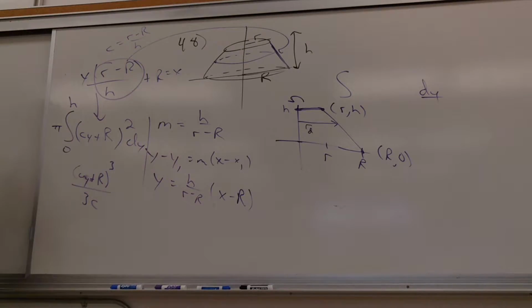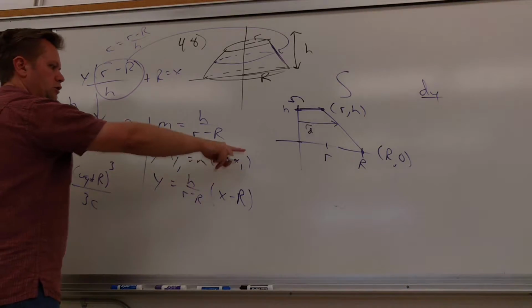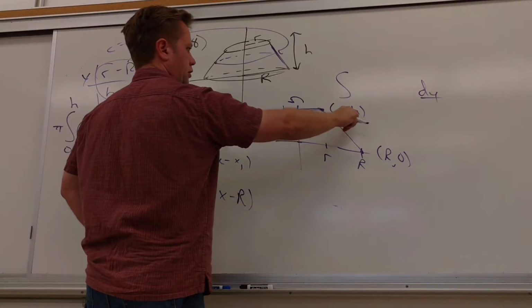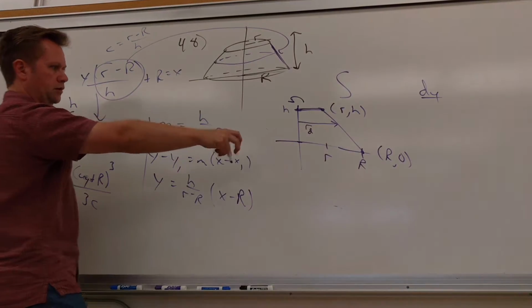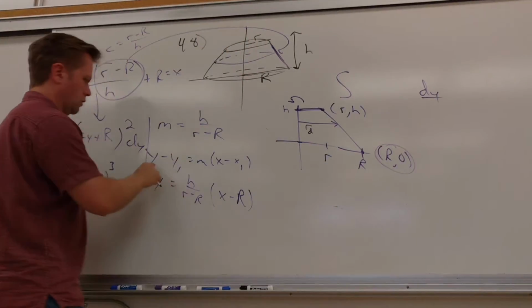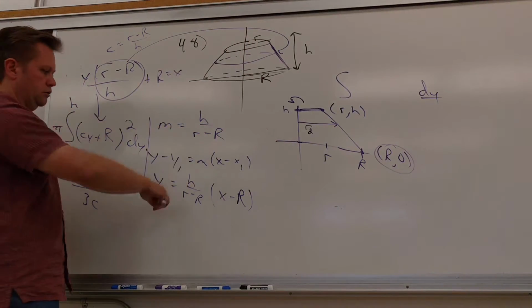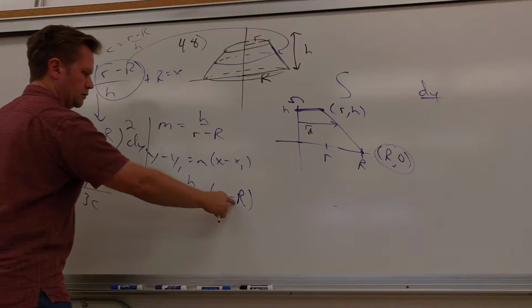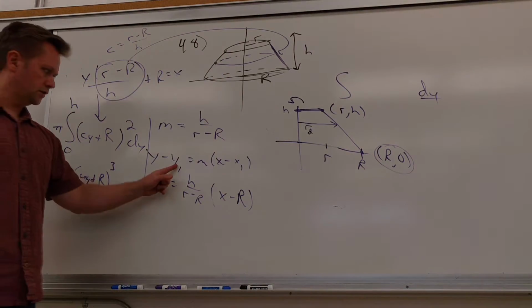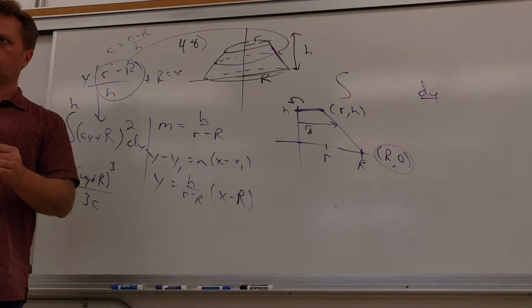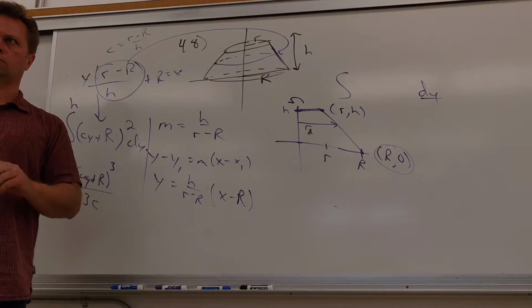Where did you get the x minus r? Y equals slope. Yeah, what are my 2 points? Little r, h and big R, 0, right? So y minus, and I picked the point with the 0 in it. So y minus 0 equals m times x minus r, the x piece. Right? It's the y piece and the x piece. Cool. I like it.